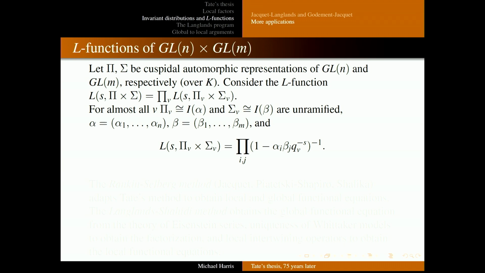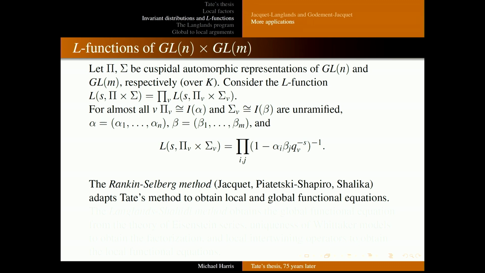That means that you can replace the pi by an n-tuple of complex numbers, and you can replace the sigma by an m-tuple of complex numbers, and you write down the local Euler factor in this form. It's just multiplying the different possible products of alphas and betas.